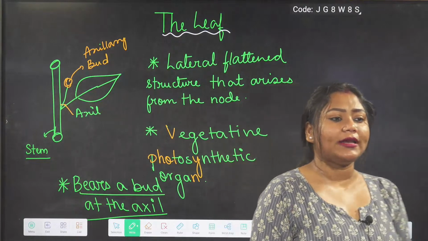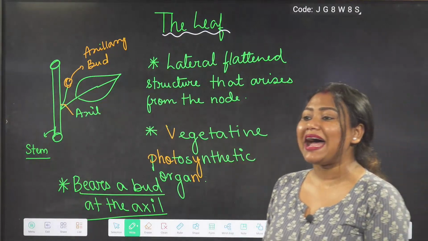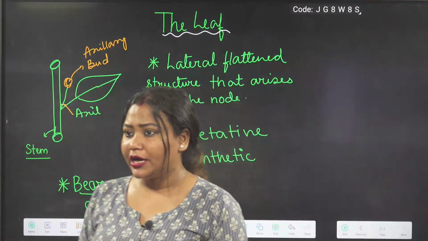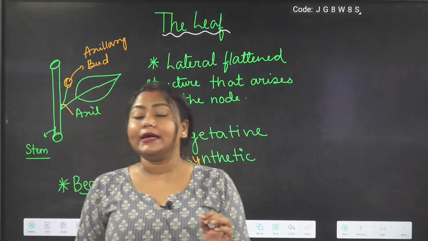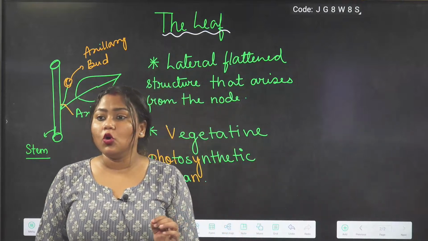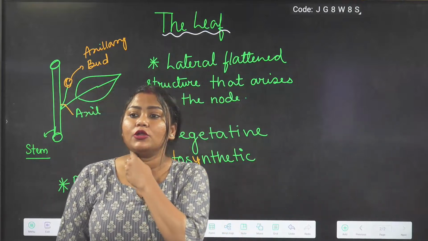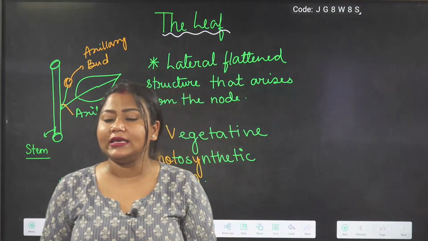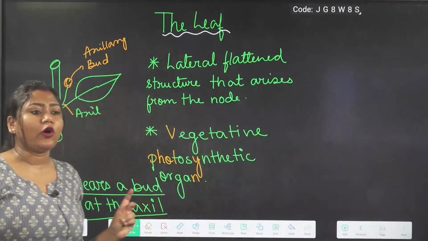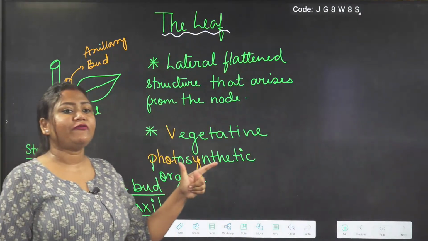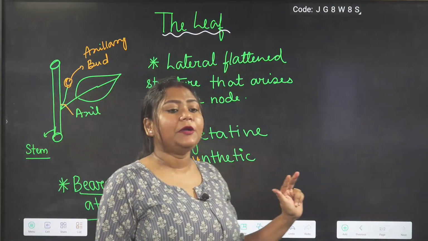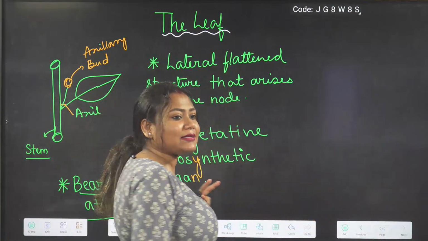So this is your leaf. Leaf is a lateral flattened structure. From where is it arising? It is arising from the node. Am I clear to everyone? Yes or no? It is arising from the node. It is a vegetative photosynthetic organ and it bears a bud at the axil.